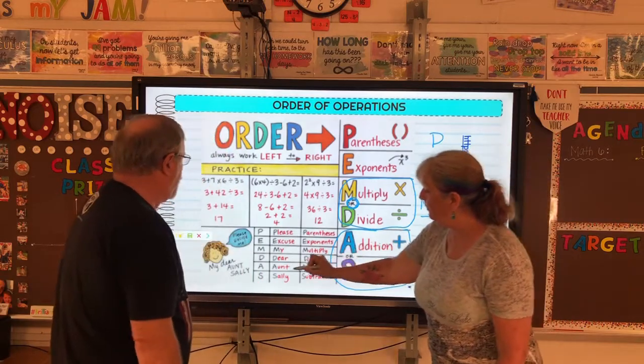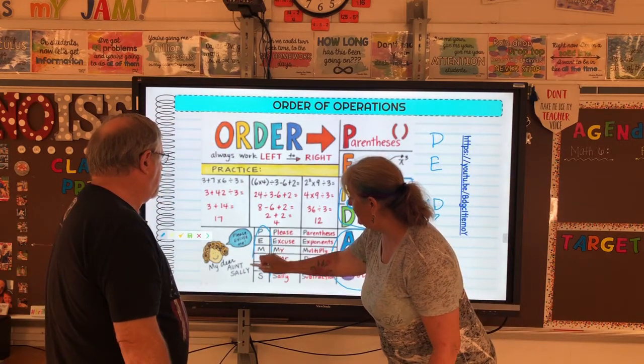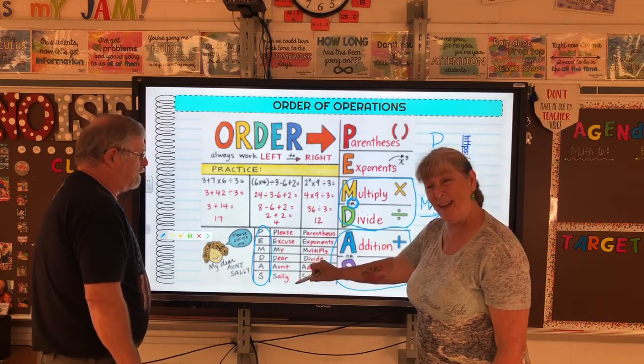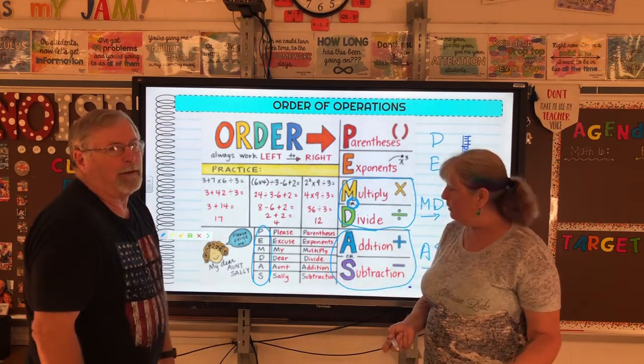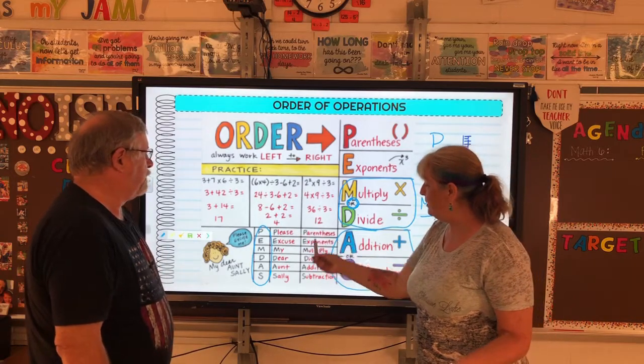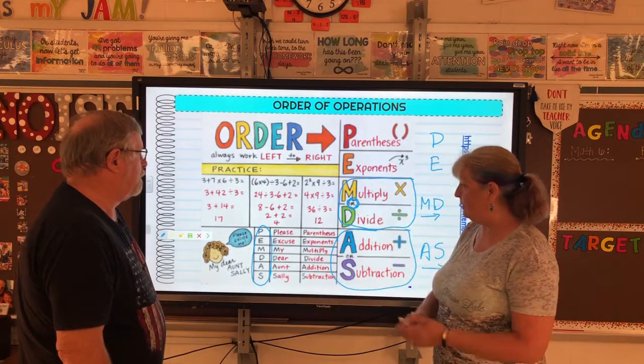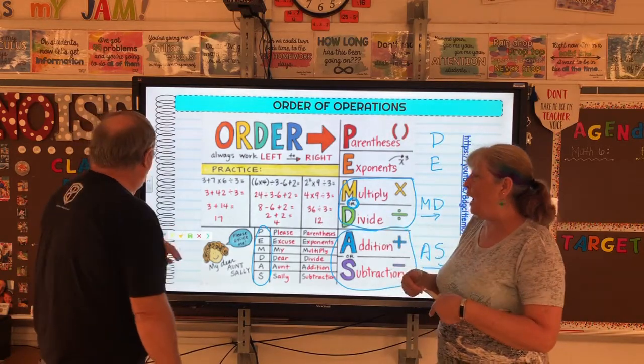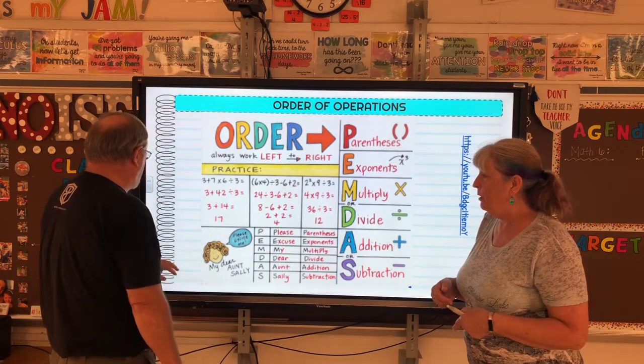And where PEMDAS comes from is this silly sentence that says, "Please excuse my dear Aunt Sally." You've probably already heard that before. And again, down here is kind of the key to all of these letters. So let's get right into some good examples. Okay, let's take a look at something else here.